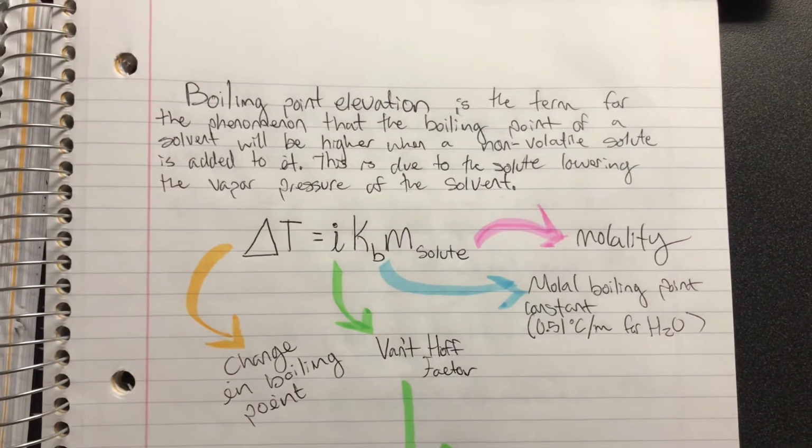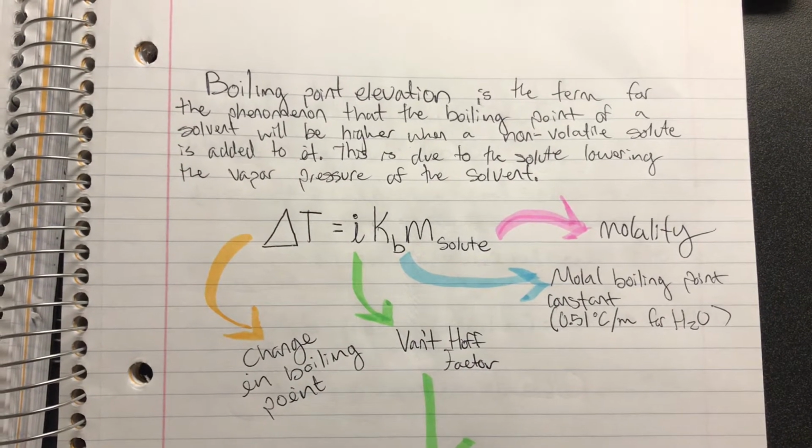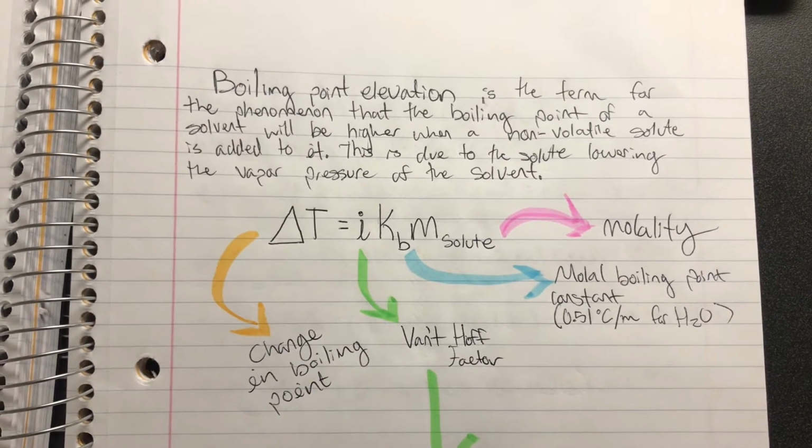Boiling point elevation is the term for the phenomenon that the boiling point of a solvent will be higher when a non-volatile solute is added to it. This is due to the solute lowering the vapor pressure of the solvent.